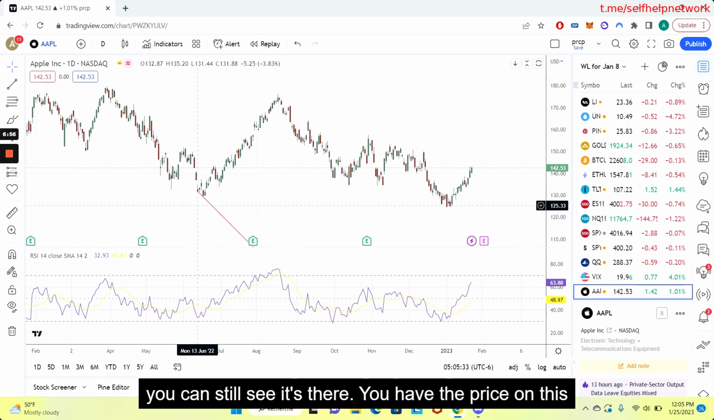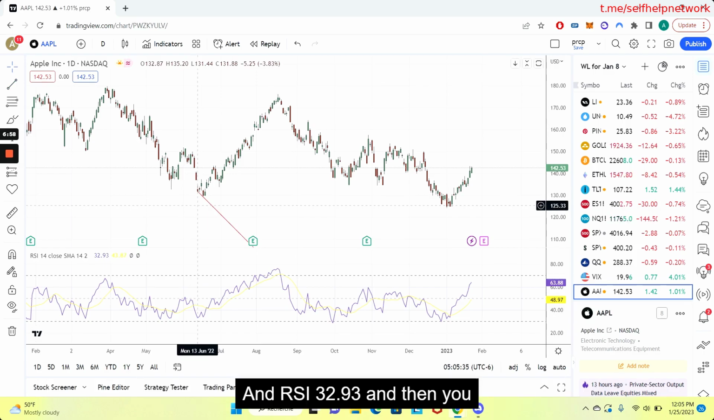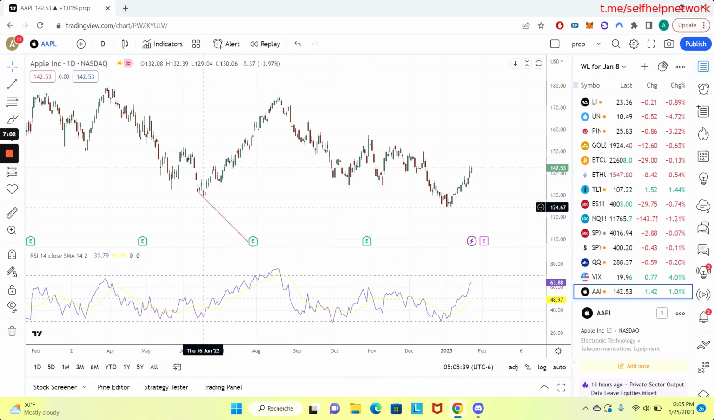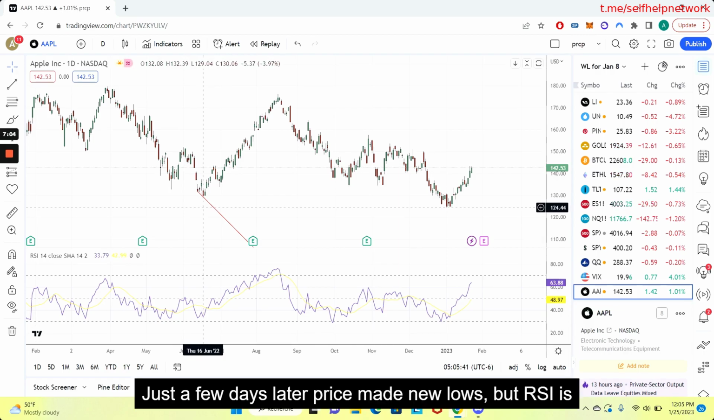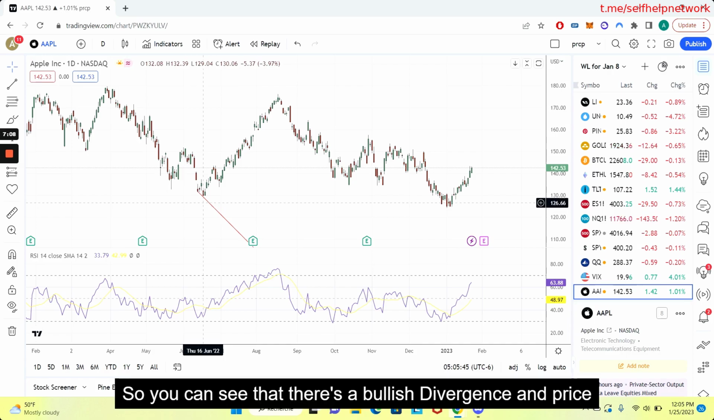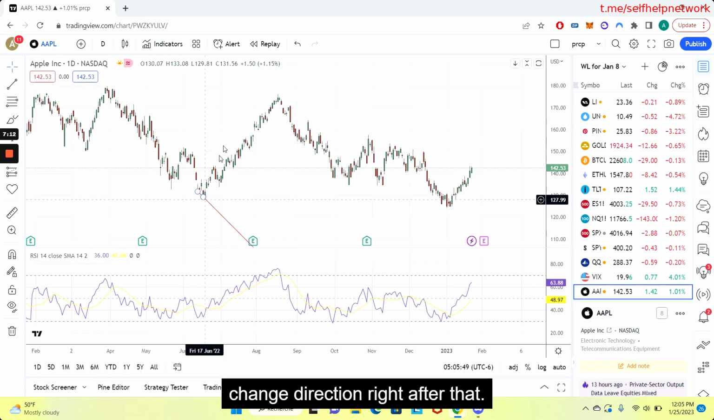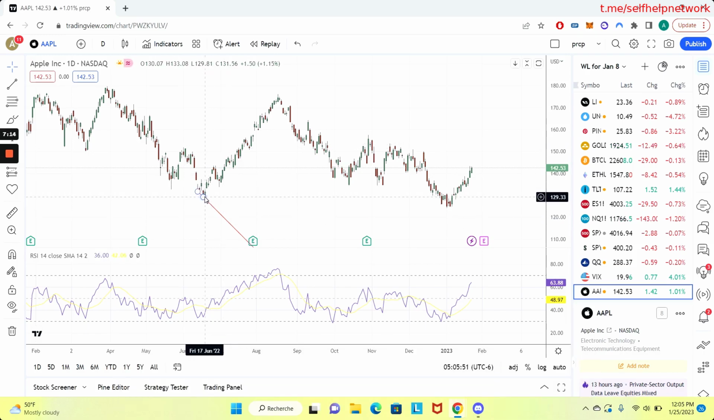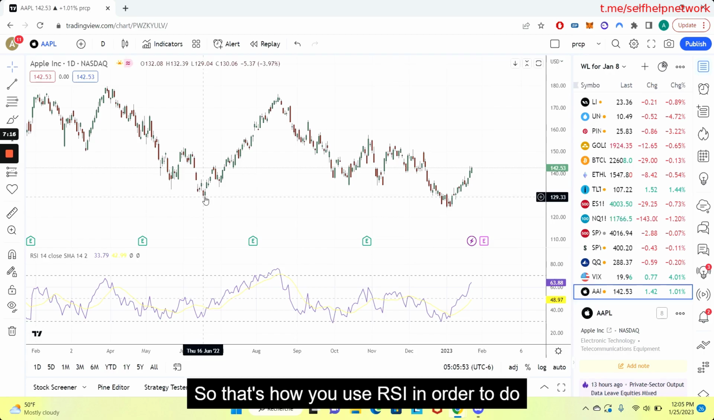You have the price on this day and the RSI is 32.93, and then you go just a few days later, price made new lows, but RSI is 33.79. So you can see that there's a bullish divergence and price changed direction right after that. So that's how you use RSI in order to do a counter trend trade.